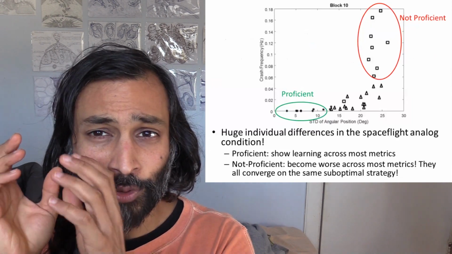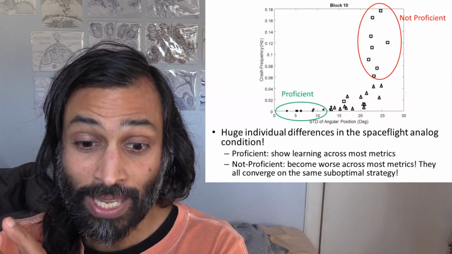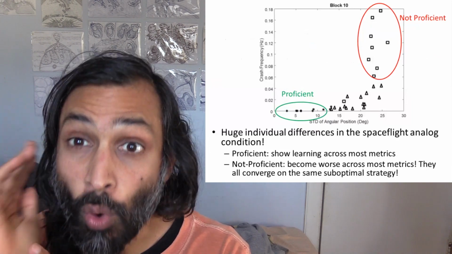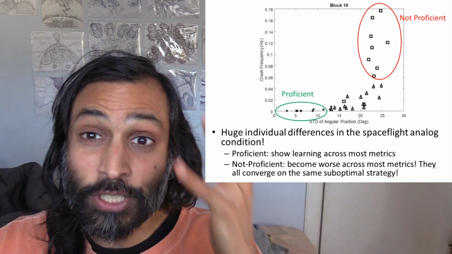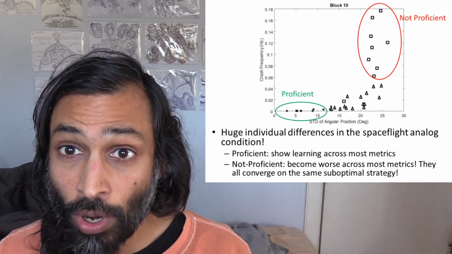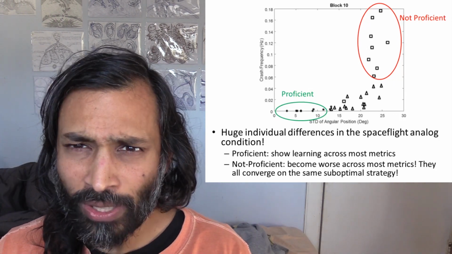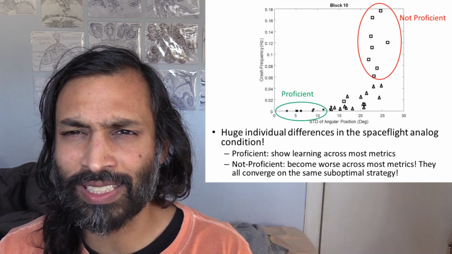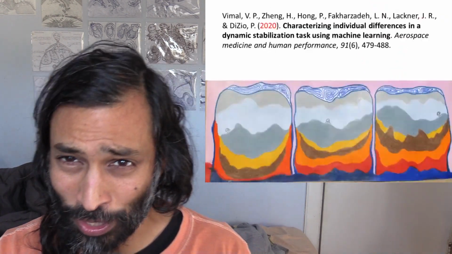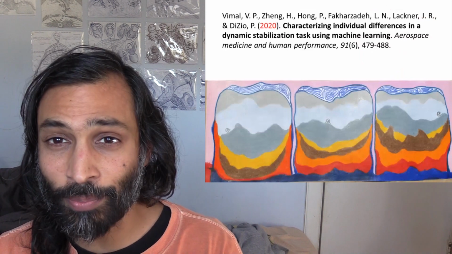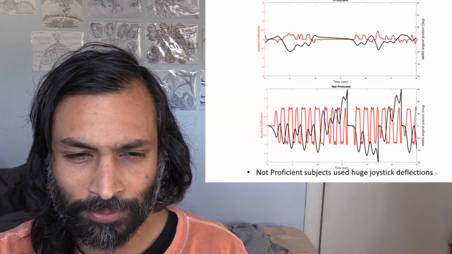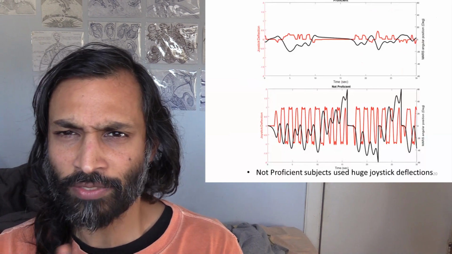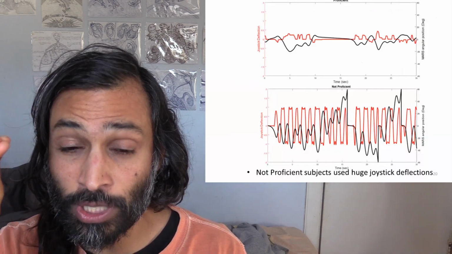And then there were the not proficient group participants. They actually became worse as time went by. As they had more practice, they actually got worse across the majority of the metrics. And they all, interestingly enough, converged at the same suboptimal strategy. And if you're interested in the machine learning and the suboptimal strategy that they converged at, check out this paper over here.